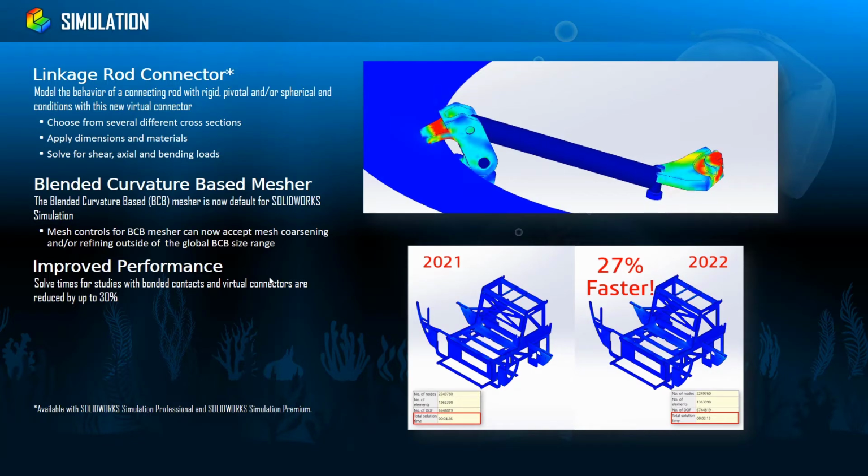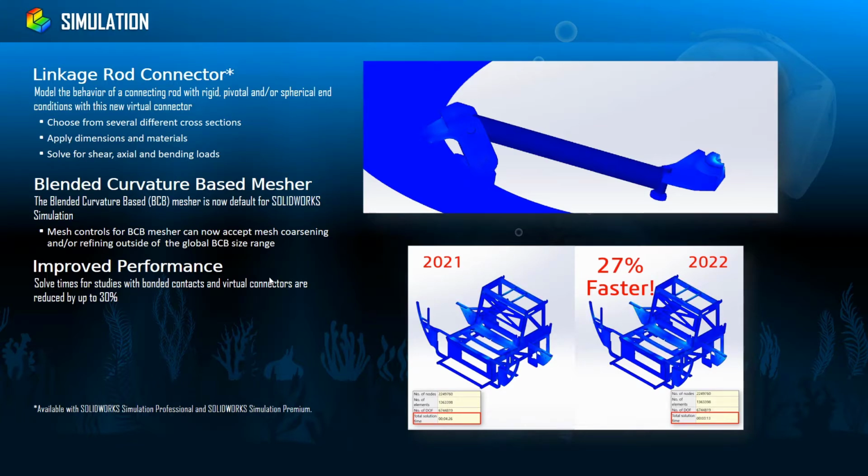In SolidWorks Simulation 2022, we have blended curvature based mesh as default. In the previous versions, we had standard mesh. Okay, and in 2022, the blended curvature based mesh is default now. Here, improved performance: if you have boundary conditions like bonded contacts and virtual connectors, the solver time got reduced by 30% compared to the previous version. So now it is 30% faster.